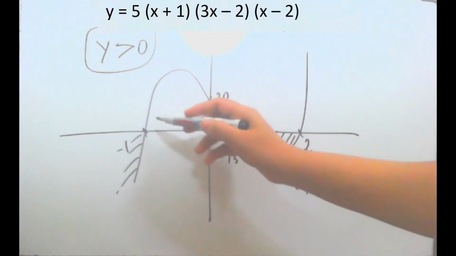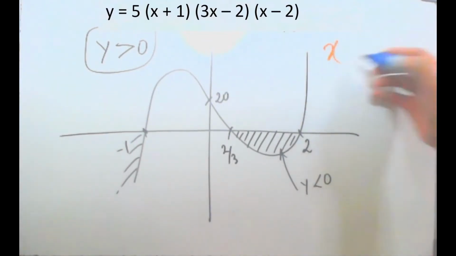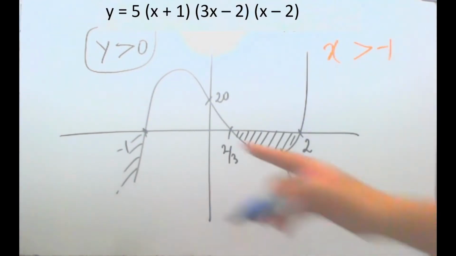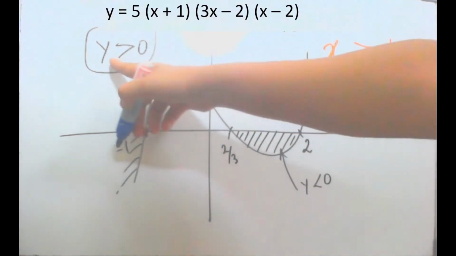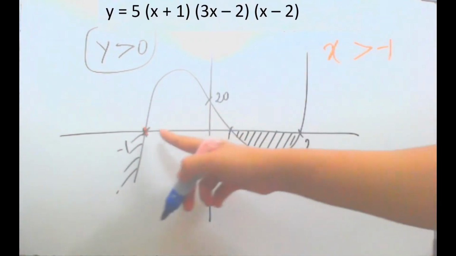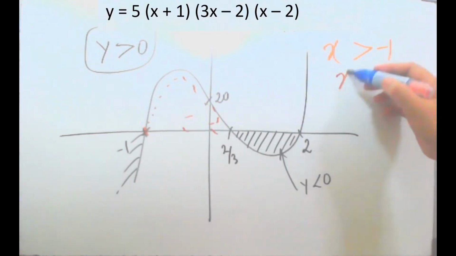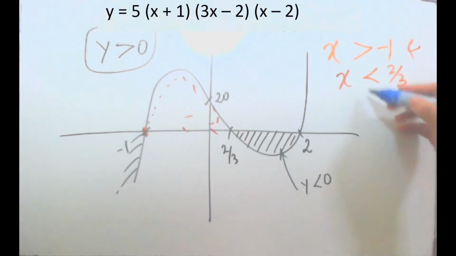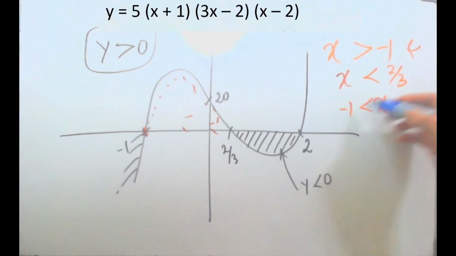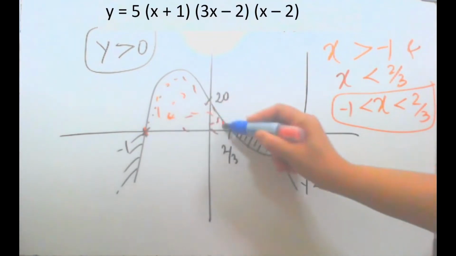So the values of x that satisfy y greater than 0 are x greater than minus 1. We won't say x greater than or equal to, because when it is equal to, it is exactly 0. But the question is why it should be greater than 0. So x greater than minus 1. So we are covering all this region now. And x less than 2 over 3. Okay, so these two conditions we can combine and write minus 1 less than x less than 2 over 3. So this is one range of values for which y is greater than 0.